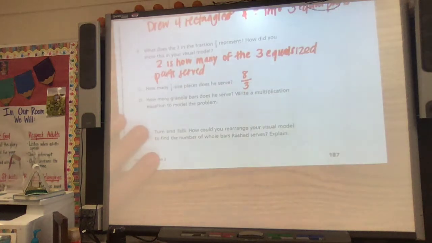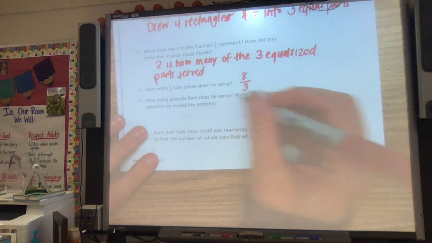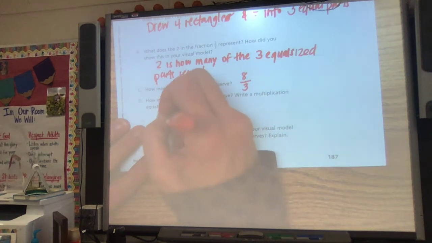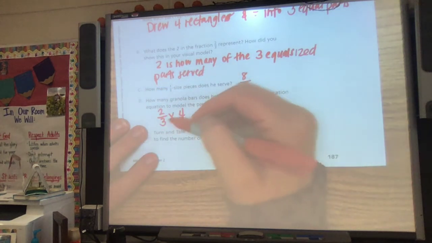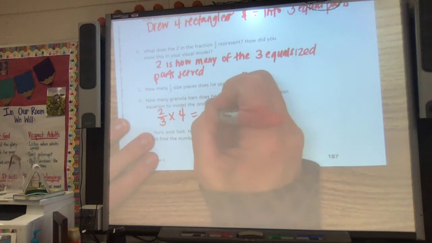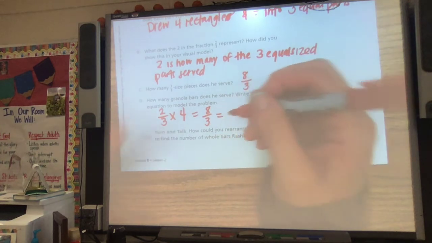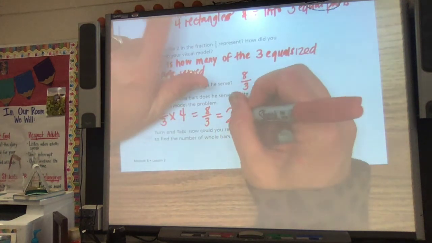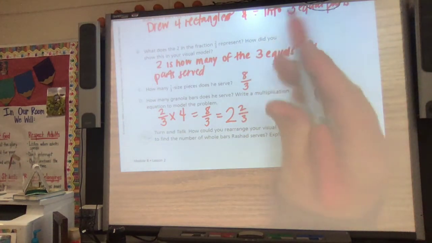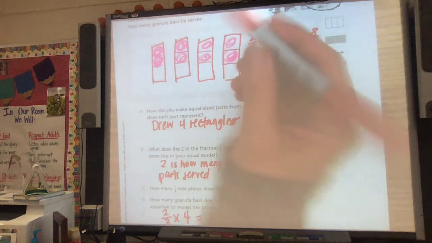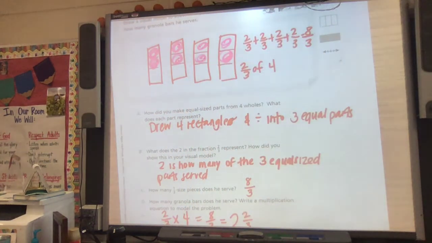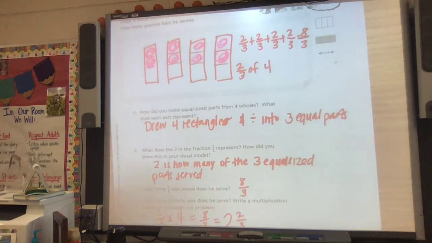And D says, how many granola bars does he serve? Write a multiplication equation. 2/3 times 4, like 2/3 of 4. 2/3 of the 4 is my 8 thirds. Or 3 goes into 8, 3, 6, 2 times with 2 left over. 2 wholes and 2/3, because I know 1, 2, 3 is going to be a whole. 1, 2, 3 with 2 left over, because they're in thirds.